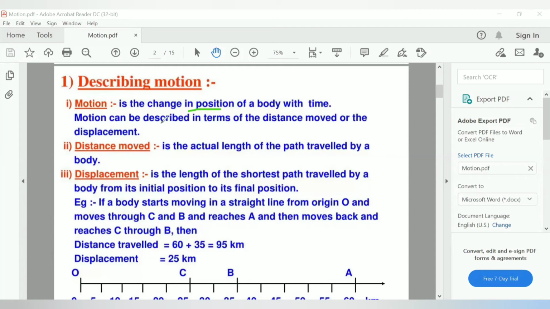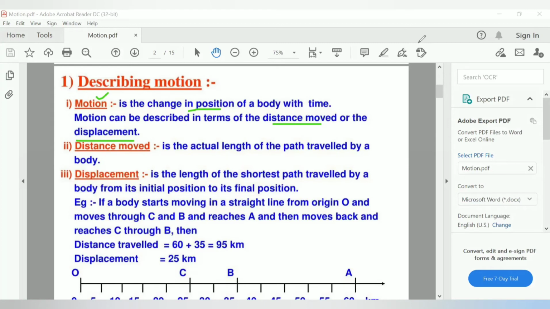This motion can be described in terms of distance moved or displacement. Whenever I say that a particular object has moved, I can say so by considering its distance or displacement. By describing these two parameters, I can say whether the body has moved or not. So first, let me go with distance, or distance moved.